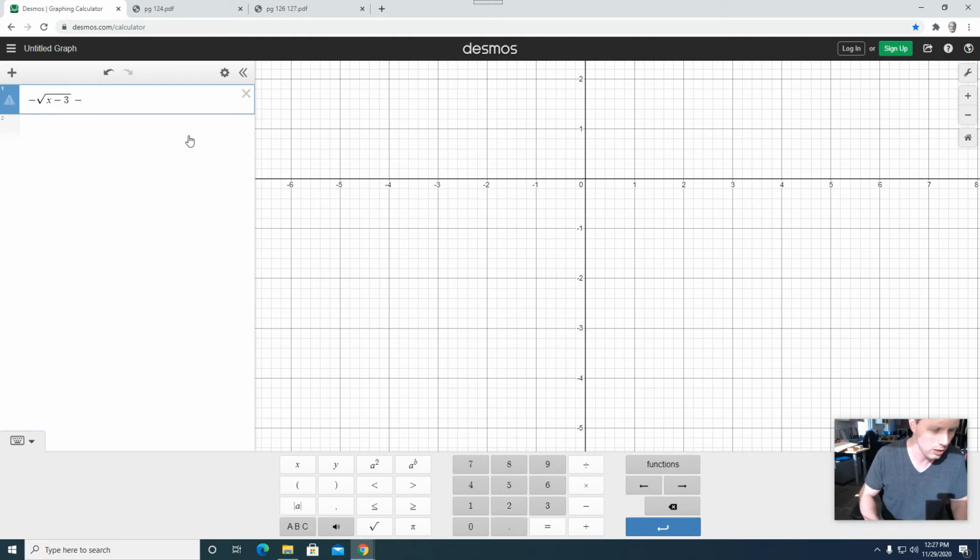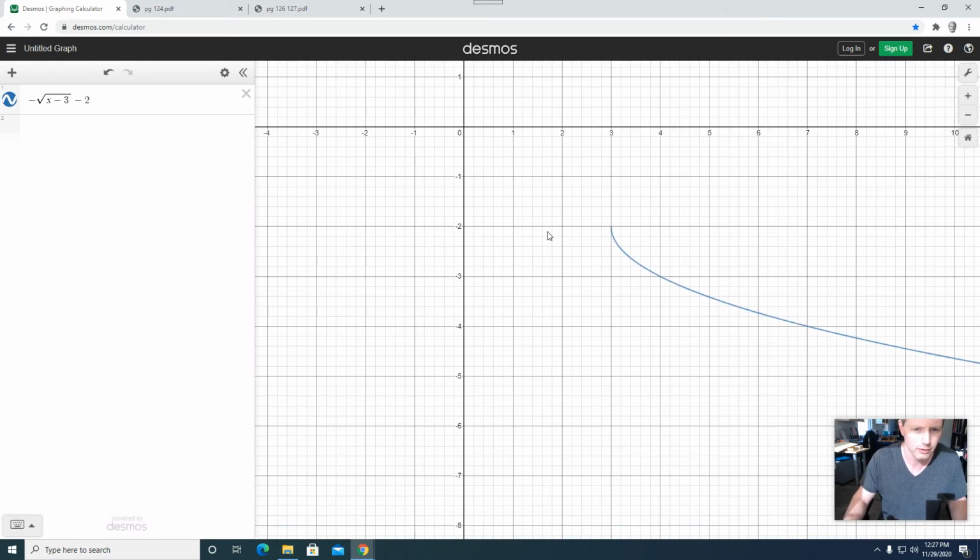So that's subtraction, 2 units, that's minus 2. And there we go. There's our graph. This is the graph of negative the square root of x minus 3, minus 2, right there. Okay, that's those first two done.